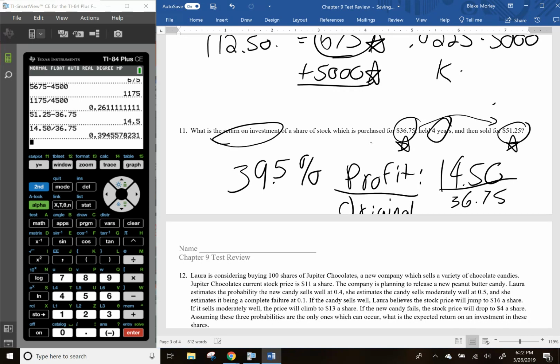That's over 4 years. So if you want to find the annual rate of return, which, again, it probably should say in the problem, the annual rate of return is taking this and dividing it by 4, because this is over 4 years. So you want to know what it was per year, then take that number, divide it by 4. And that's going to be right about 9.9%. Again, move that decimal place and round a little bit.